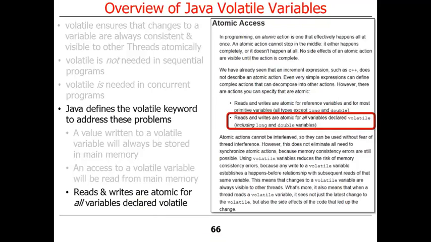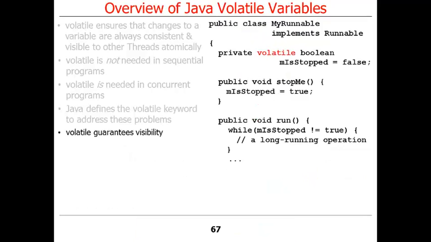So reads and writes are atomic for all variables, not just the ones that are 4 bytes or less. And this is the thing that talks about this. Reads and writes are atomic for all variables declared volatile, including longs and doubles. Reads and writes are atomic for variables and primitive operations, except for longs and doubles. Reads and writes are atomic for all variables declared volatile. So you can read more about that here.